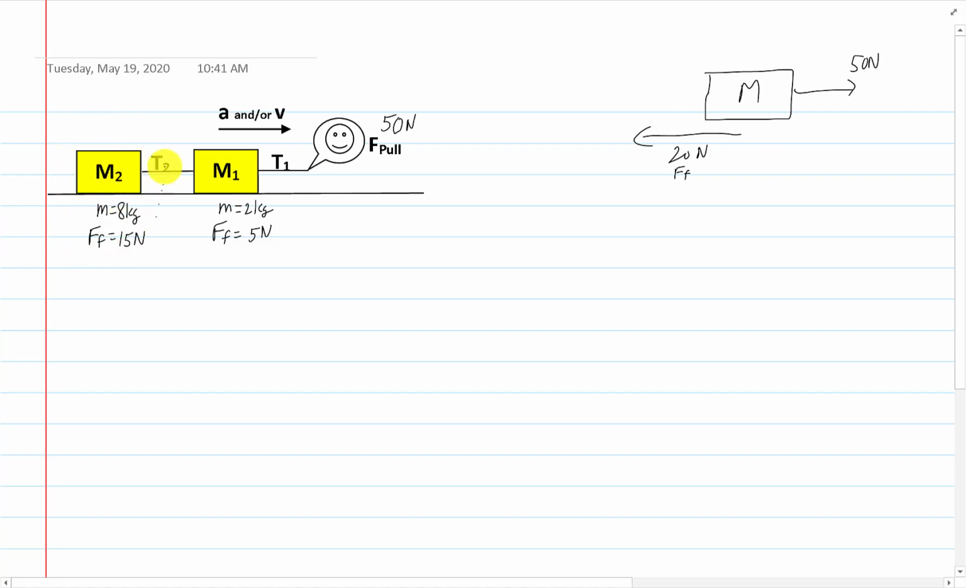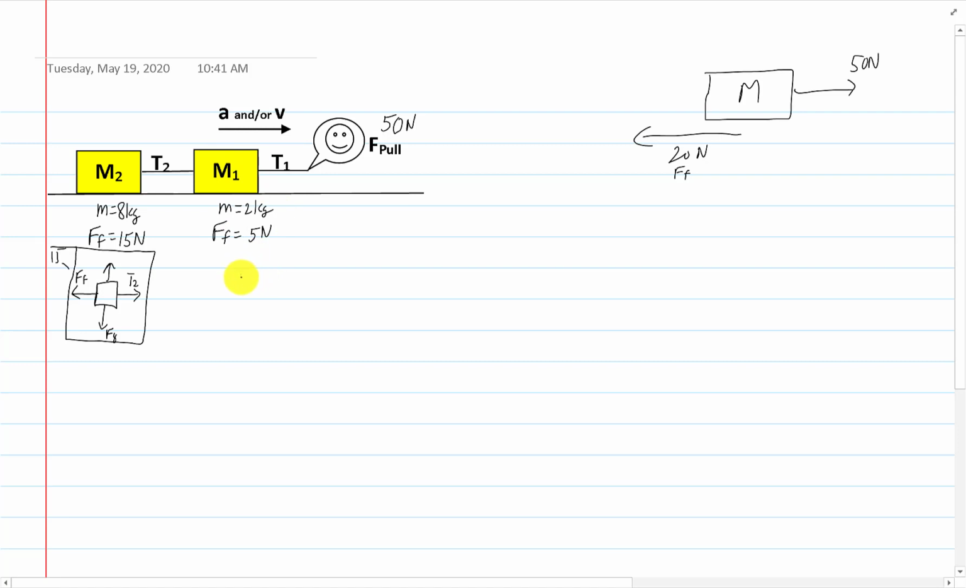We can take a look at just M2. We get a free body diagram that looks like the normal, the force of gravity. We've got T2 pulling on it, and we've got a force of friction pulling back on it. And this force of friction is 15. So there's the free body diagram for just this guy. And we can also look at just this guy.